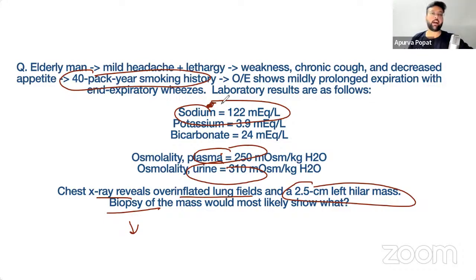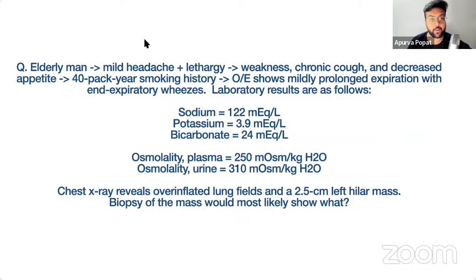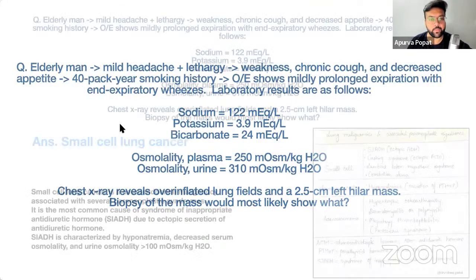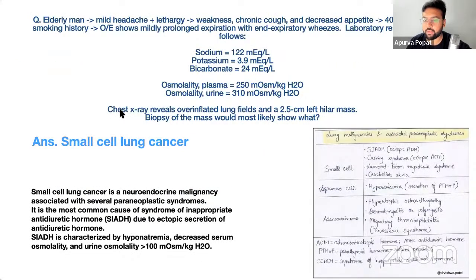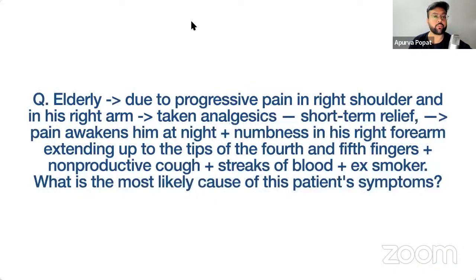You can get SIADH because of that, and that's why this patient is having hyponatremia. As a result, this patient is having lethargy and mild headache and all those things. You can also have hyponatremic seizures because of this. Okay, this is very, very important. All right, so this is small cell carcinoma of the lung. You can also get cerebellar ataxia, guys. That's also one of the paraneoplastic syndromes.